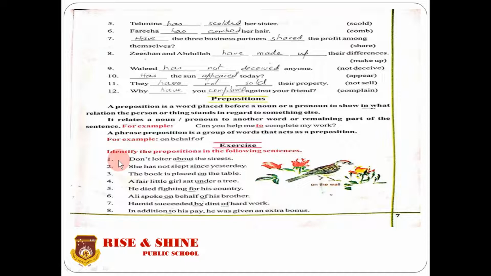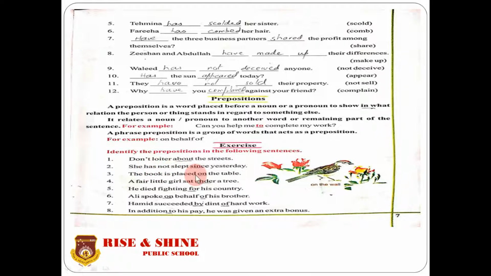First, don't loiter about the streets. And what is the preposition here? About. Number two, she has not slept since yesterday. Here, since shows the point of time, it's a preposition. You have to underline since. Number three, the book is placed on the table.